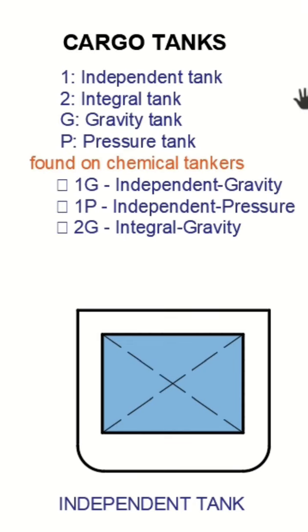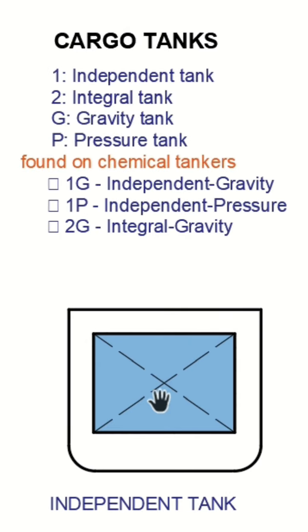We are going to learn about types of cargo tanks as per IGC code. Those tanks are independent tanks, integral tanks, gravity tanks, and pressure tanks. These are denoted as: independent tank as 1, integral tank as 2, gravity tank as G, and pressure tank as P as per the code. First we will discuss the independent tank.